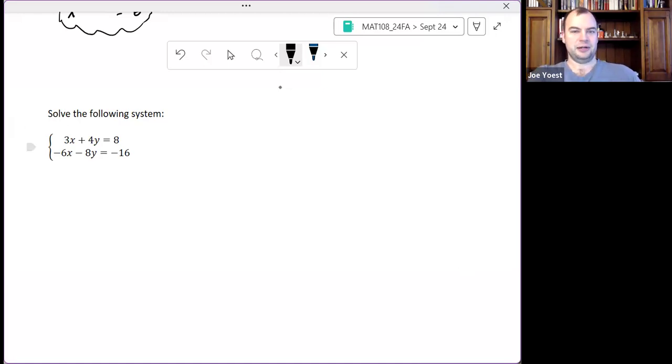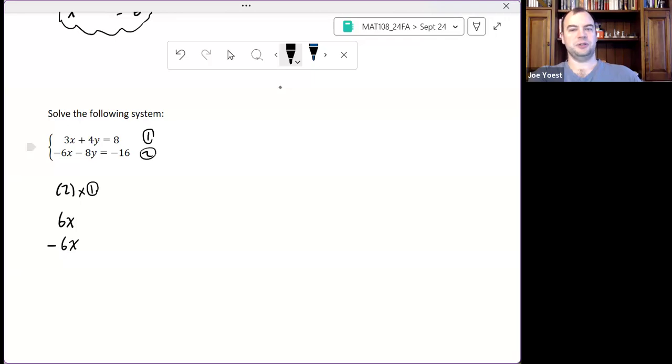I see if I just added now, I get 3x minus 6x. That's not going to make the x's go away. But if I multiplied the first equation by 2, I get 6x from the first equation. And then when the second equation came down, I get negative 6x. I see those are going to go away now. I've made my x term coefficients match with opposite signs. So when I add them together, the x's are going to go away and presumably leave me with y's.